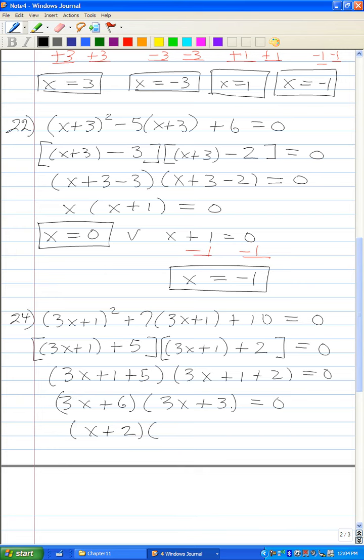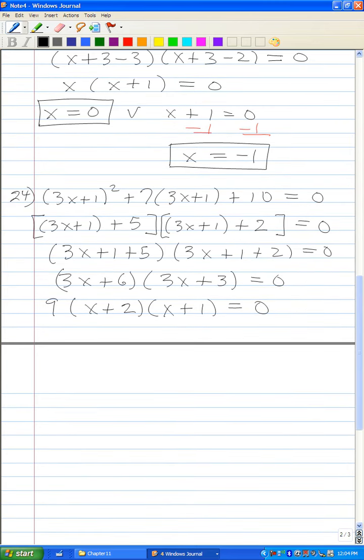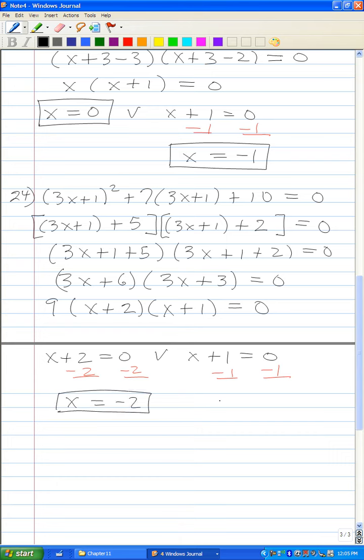I can factor out also a 3 from the 3x plus 3 to get, well, 3 times 3 is 9, times x plus 1. And then I can set each factor to 0 and solve for x. Subtract 2, subtract 1. So x is equal to negative 2, x is equal to negative 1.